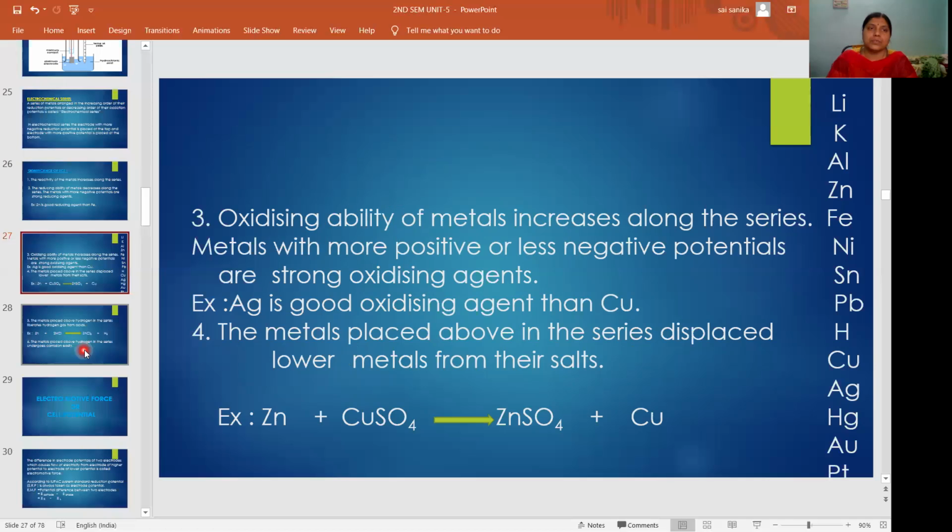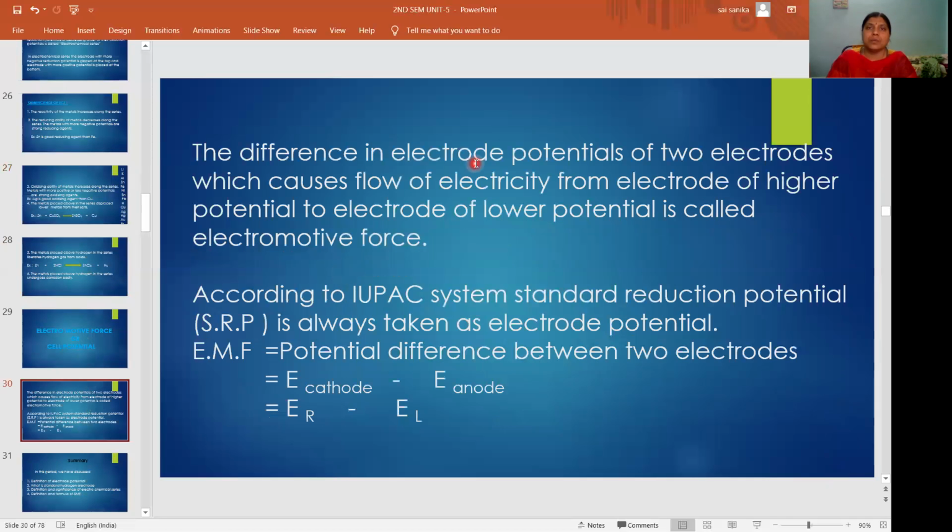So this is the electromotive force definition. Due to the potential difference between the two electrodes, electricity flows from one electrode to another, that is, from the electrode having higher potential to the electrode having lower potential. That is called electromotive force.